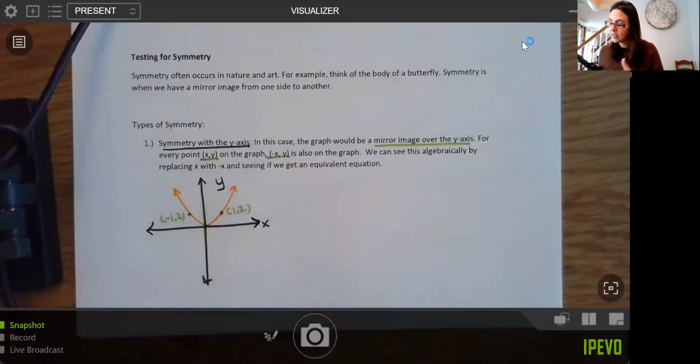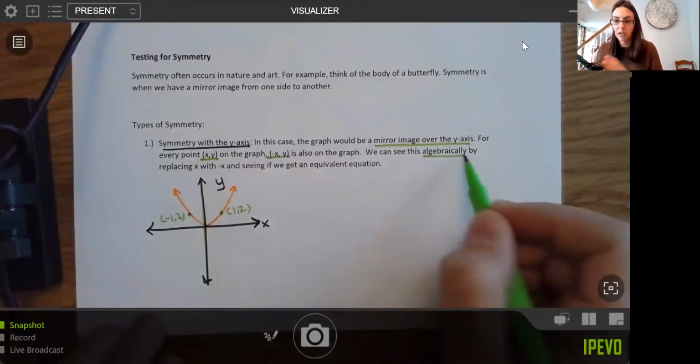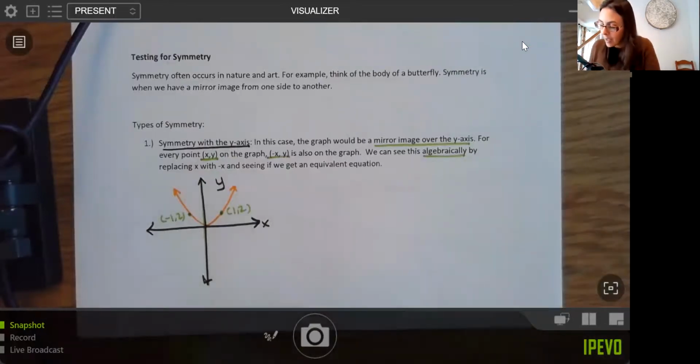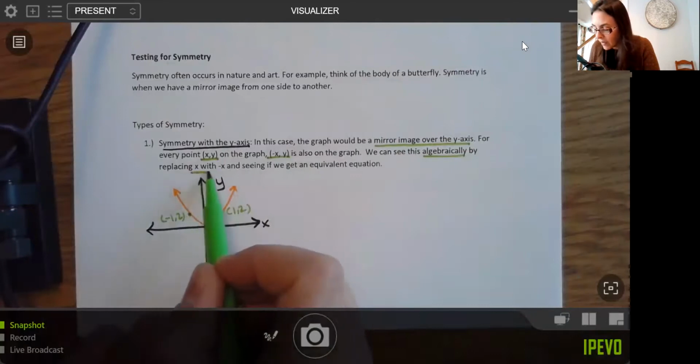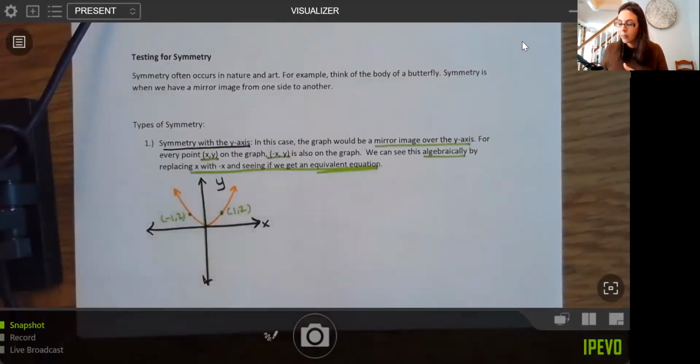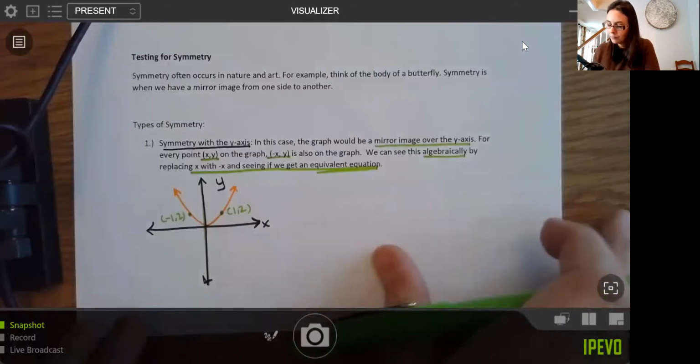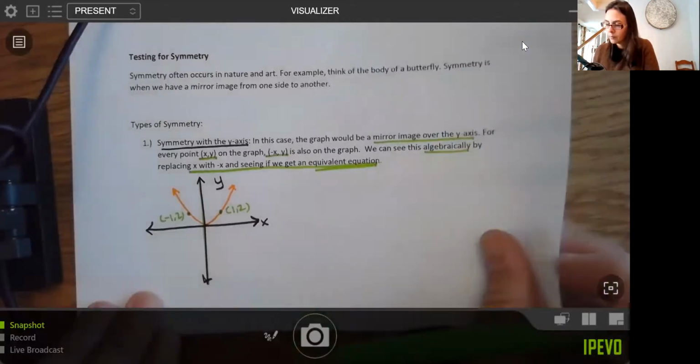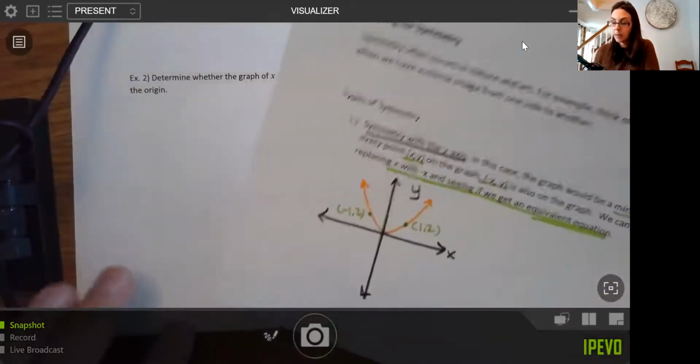You can also see this algebraically, meaning if we're actually solving it by hand, by replacing x with -x to see if you get the same equation back out. So if you were to plug in -x and you simplify, you should get the original equation back out. Okay, and we're going to do some of that in just a minute.